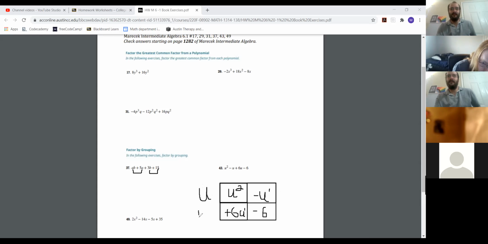I can pull out a positive, since it leads with positive. 6 and 6, I can pull out 6. And here I'm going between u squared, 1u squared, and 6. So between 1 and 6, I can't pull out anything. But between 2 u's and 1 u, I can pull out a single u. And the last thing, this leads with the negative, so you always want to pull out the negative that leads with it. Between 1 and 6, I can pull out 1. Between u and no u's, I can't pull out any u's.